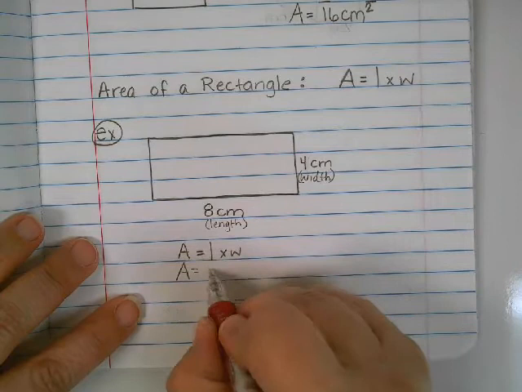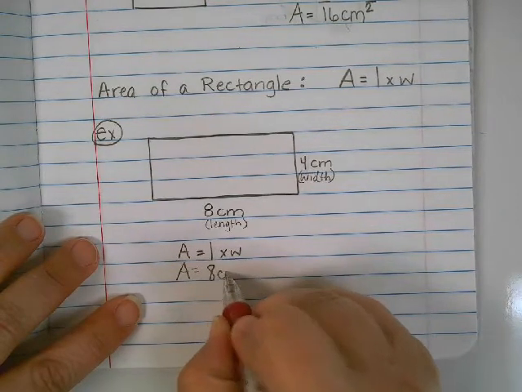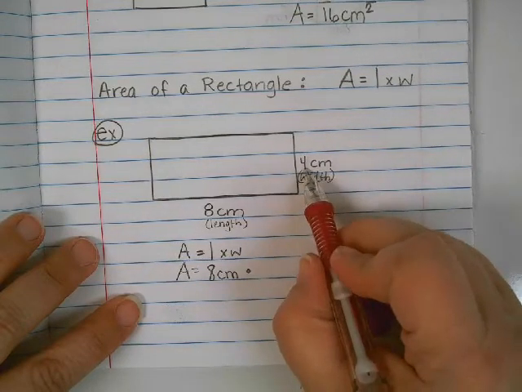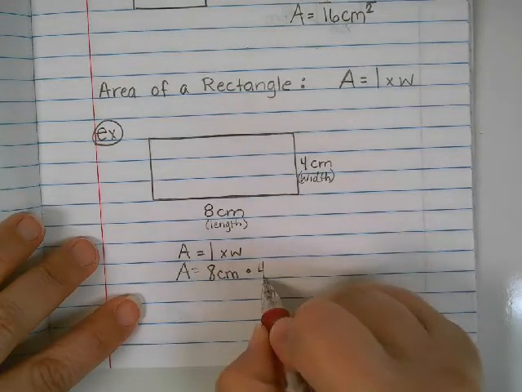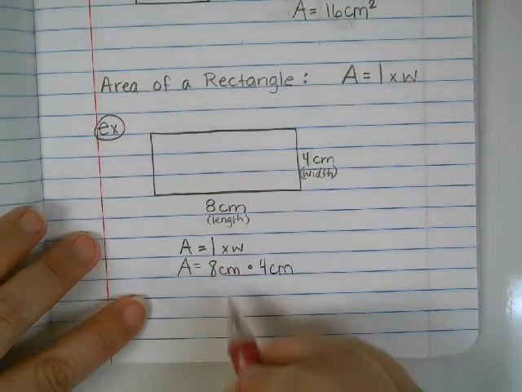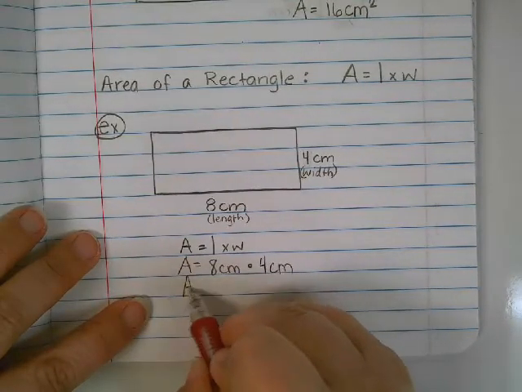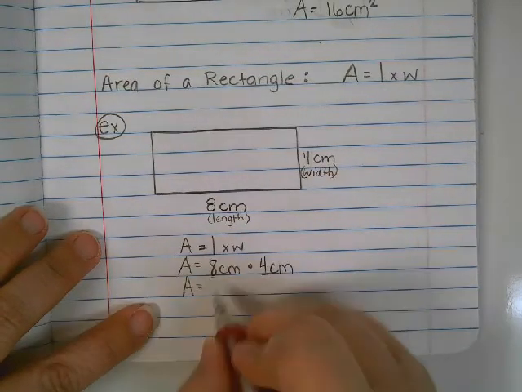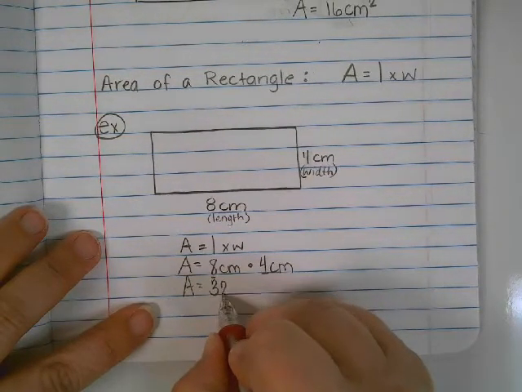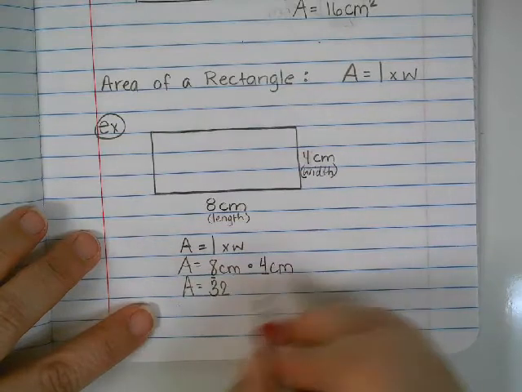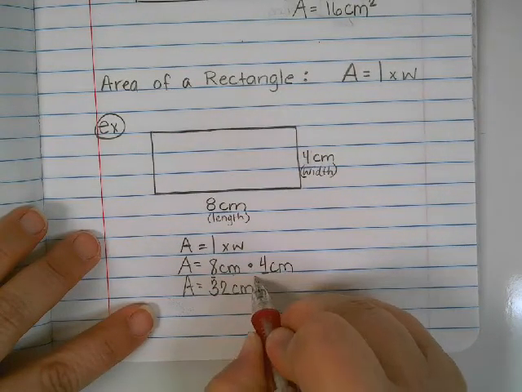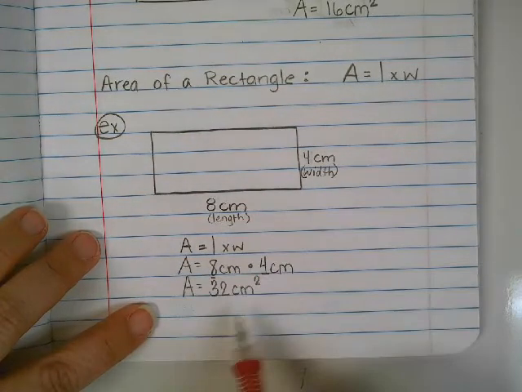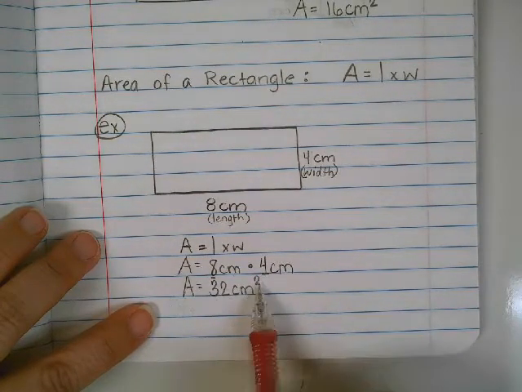So for length, that's 8 centimeters times my width, which is 4 centimeters. So the first thing I'm going to do is multiply my 8 and my 4, and 8 times 4 is 32. And then centimeters times centimeters is the same as saying centimeters squared. So the area of this rectangle is 32 centimeters squared.